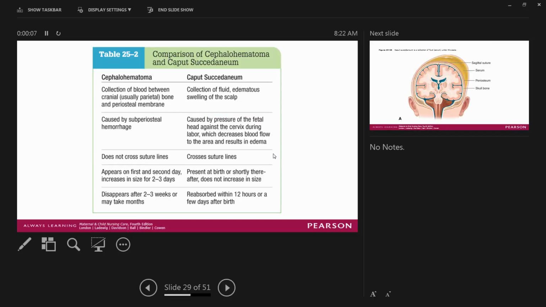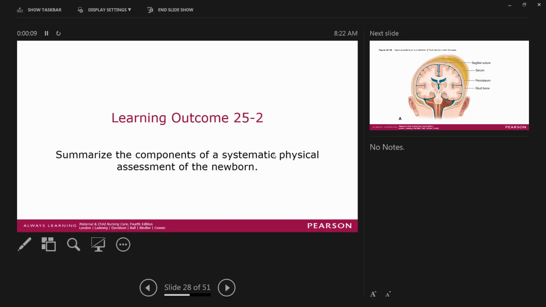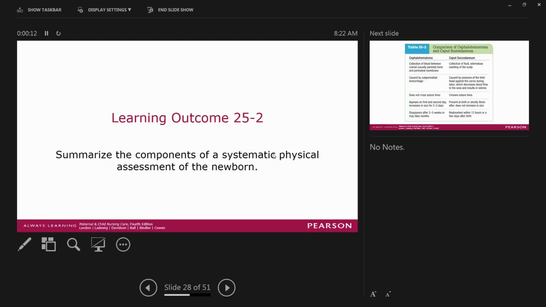Systematic physical assessment, a head-to-toe assessment. A head-to-toe assessment is basically the same that you would do on an adult. You start at the head and you work your way down. And on a baby, when we look at the head, there are some things about the baby's head that would be a little bit different than a normal adult person or even a pediatric person.